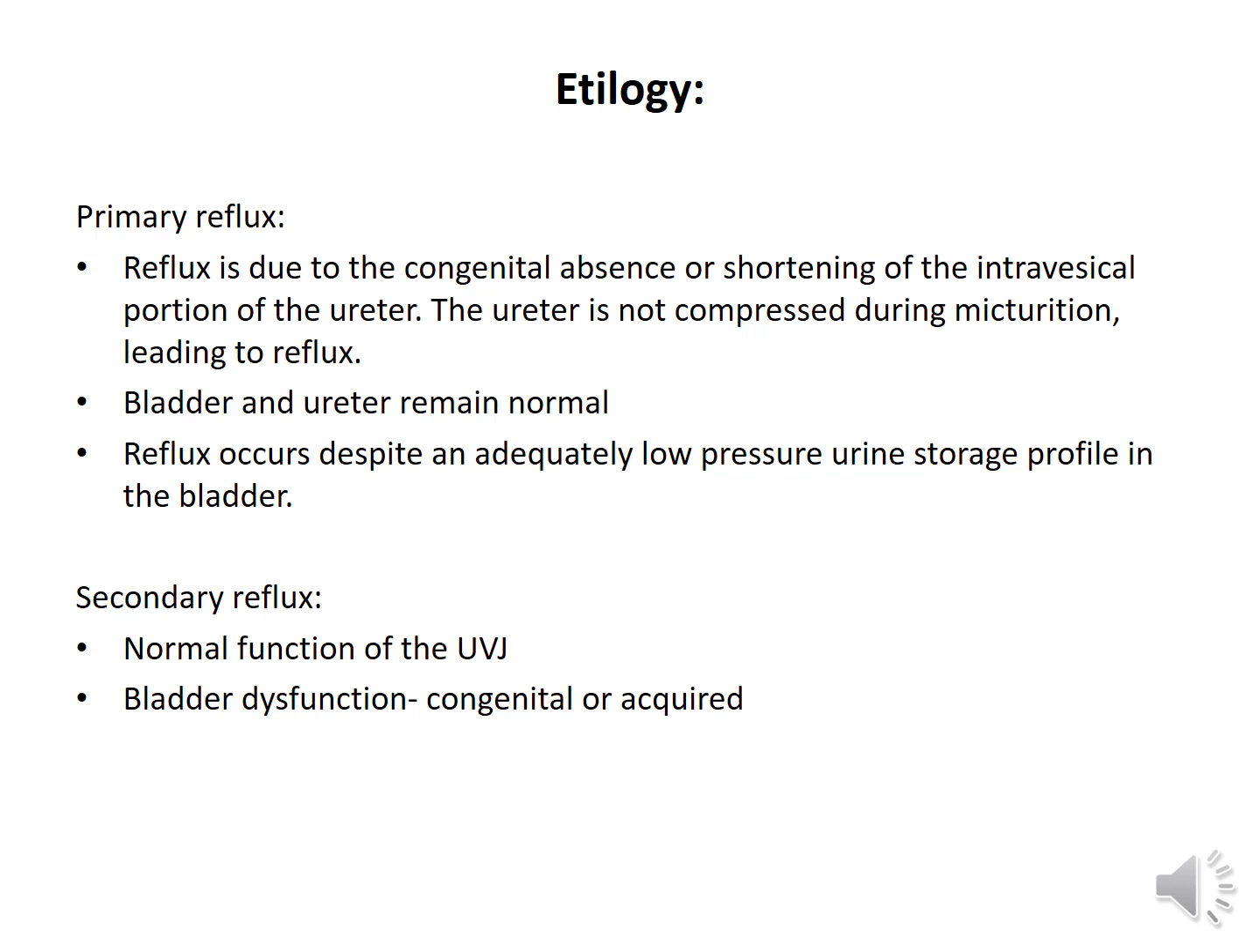Based on the etiology, there are two types of vesico-ureteral reflux. We have primary reflux and secondary reflux. In primary reflux, the reflux is due to the congenital absence or shortening of the intravesical portion of the ureter. The ureter is not compressed during micturition, which leads to reflux. Bladder and ureter remain normal. Reflux occurs even though there is a low pressure urine profile in the urinary bladder. In secondary reflux, the reflux occurs due to bladder dysfunction. This dysfunction can be congenital or it can be acquired.